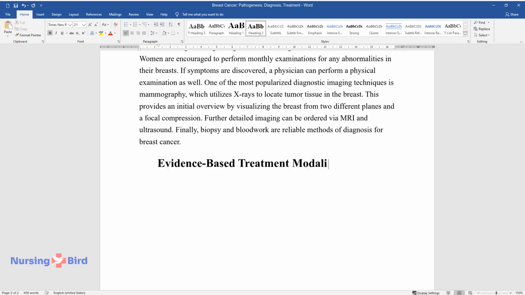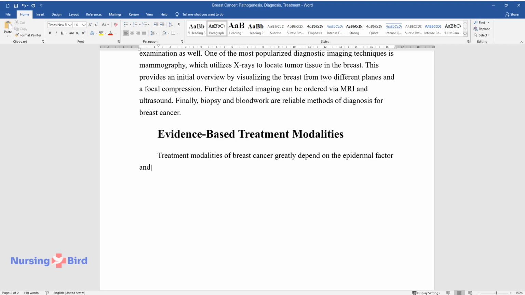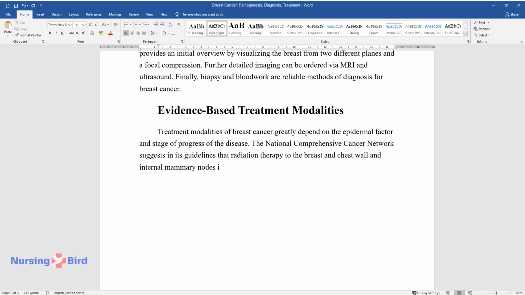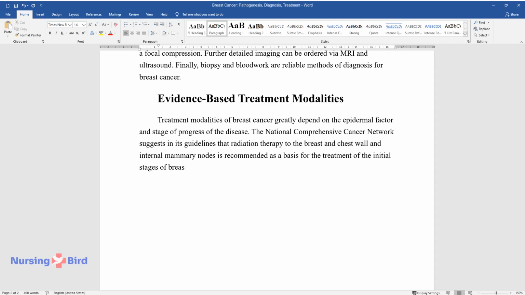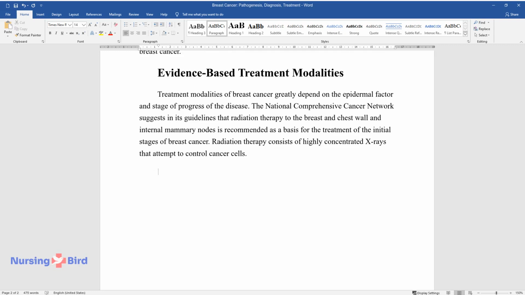Evidence-based treatment modalities. Treatment modalities of breast cancer greatly depend on the epidermal factor and stage of progress of the disease. The National Comprehensive Cancer Network suggests in its guidelines that radiation therapy to the breast and chest wall and internal mammary nodes is recommended as a basis for the treatment of the initial stages of breast cancer. Radiation therapy consists of highly concentrated X-rays that attempt to control cancer cells.